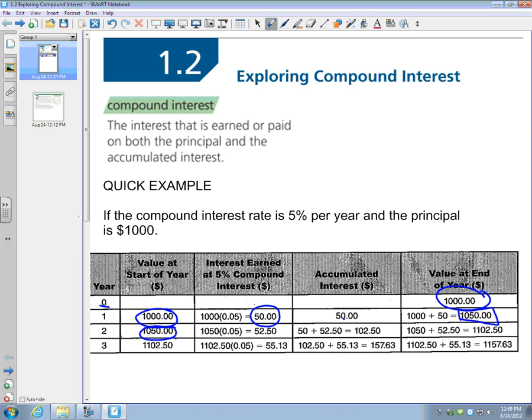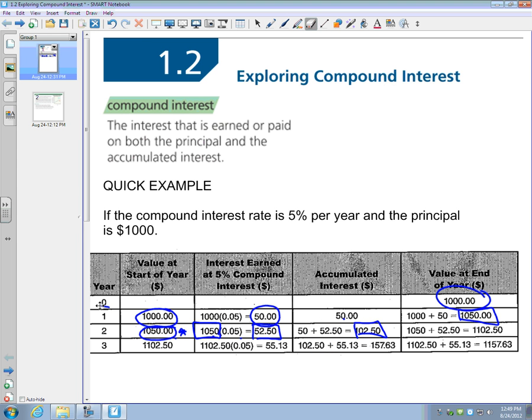Here's where the change is. The interest earned is no longer just on 1,000, it's on the value of our investment plus its interest. Okay, so now we've earned 52.50 because we've done 5% of 1,050, and our total interest is 102.50. So if this is simple interest, this would just be $100 and 150, right? We just add 50 each time.